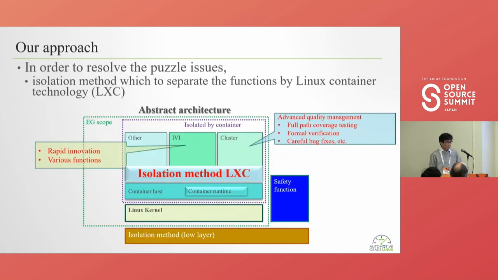So in order to resolve these many issues, ICG members approached using an isolation method. So now we selected Linux container technology to separate these items. IVI and cluster are different. However, if we are running on one SoC, we need to isolate them. Then we selected LXC. This is the background of this concept.